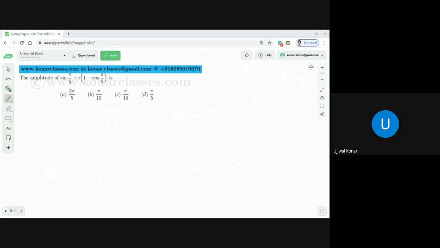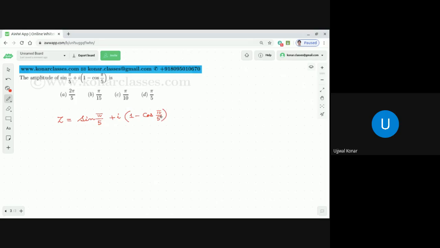Okay, dear students, so let me help you in solving it. If someone finds the answer, never hesitate to let me know. What about the answer? If you think, then please let me know. So what is the complex number here, dear students? Here it is sine pi by 5 plus i into 1 minus cos pi by 5.